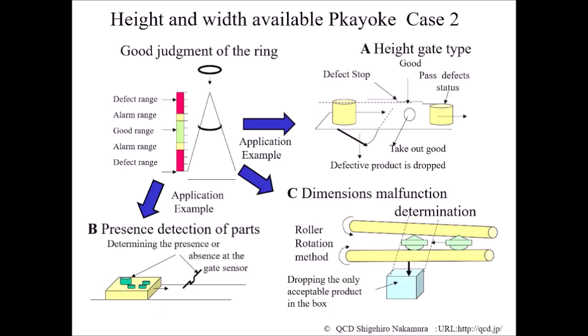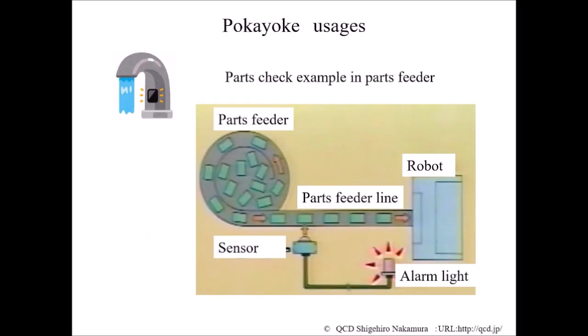A is an example of preventing mistakes in mounting parts by adjusting the height of the parts. B is a check of the circuit that the part is not attached. C is a method that uses the gap between the 2 rolls to get only parts with the desired dimensions. I would like to introduce an example of an optical sensor that is commonly used.